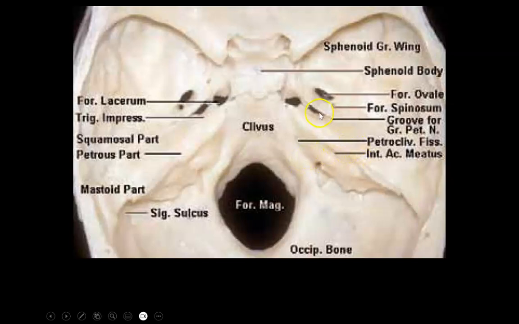Another view: you see the middle fossa, you see the foramen ovale and the foramen spinosum. The foramen rotundum is not apparent because it is present in the medial wall.